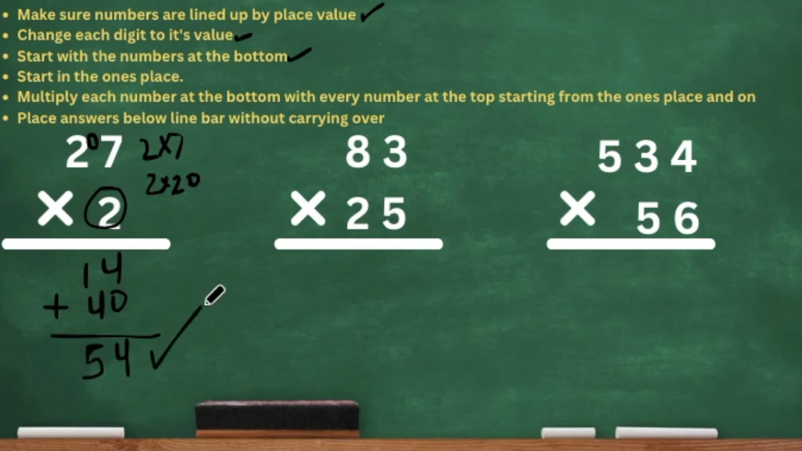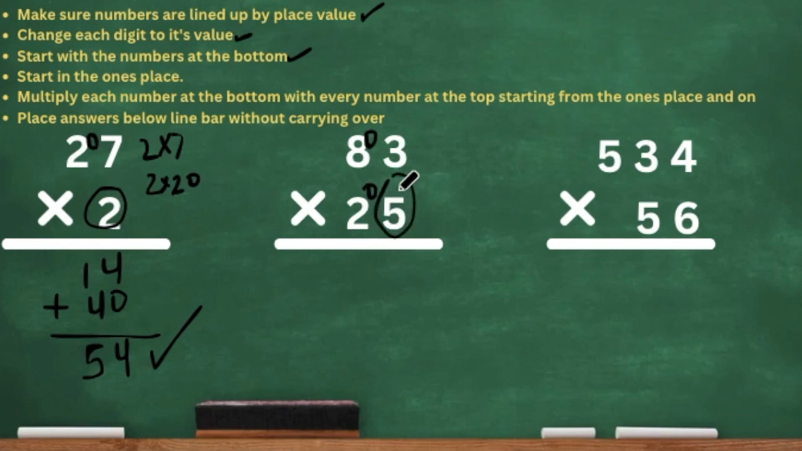So now the next problem is 83 times 25. So remember, the digits in the ones place are going to stay the same, right? The only thing we're going to change is the digits in the tens place, because we have to change those digits to their correct value. So that 8 is really an 80, and that 2 is really a 20, because they're in the tens place. 8 tens is 80, 2 tens is 20.